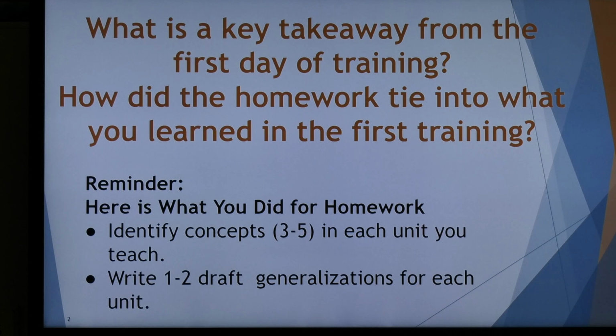Go for it. Well, the generalization, which is at the top, is overarching. It's supposed to be concept-based, and it's an action statement. It ties in everything that unit or whatever it is that you're teaching is going to encompass. Absolutely. Okay. Absolutely. Any other key takeaways?